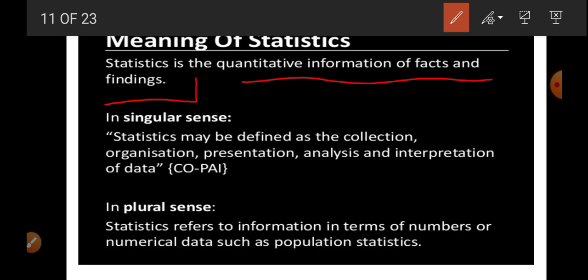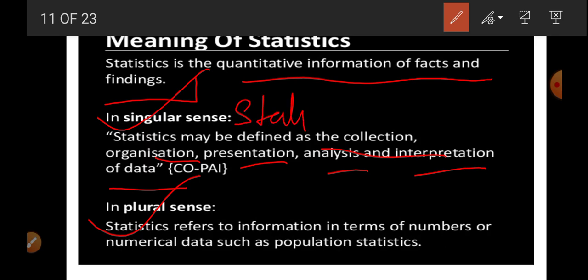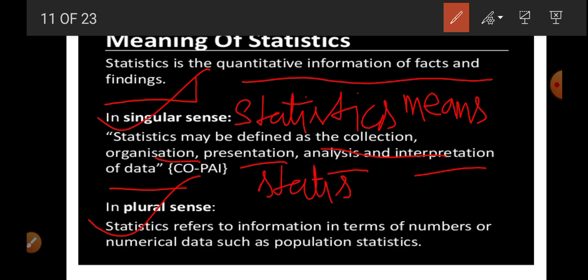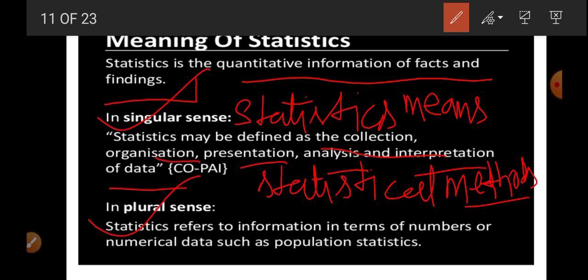Okay. Now statistics is always explained in two senses, or two ways. First is the singular sense and second is the plural sense. In the singular sense, statistics means collection, organization, presentation, analysis and interpretation of data. In very simple words, in the singular sense, statistics means statistical methods. Okay, so you can learn this one also. And what are these methods? Collection, organization, presentation, analysis and interpretation.